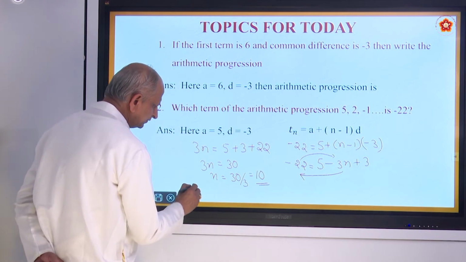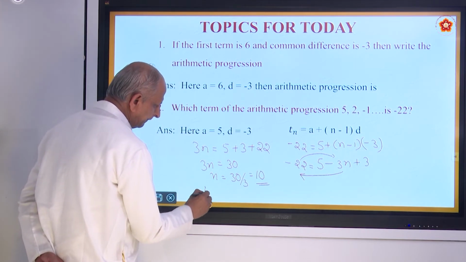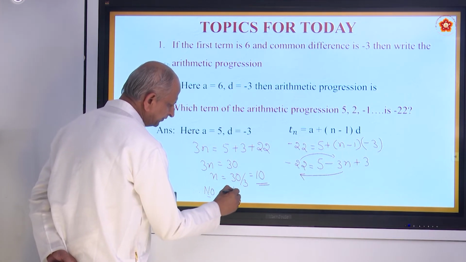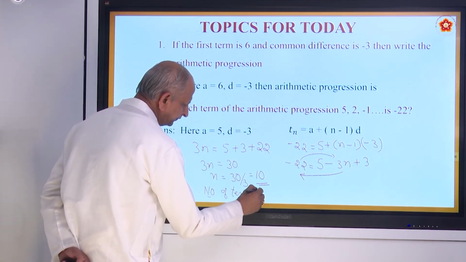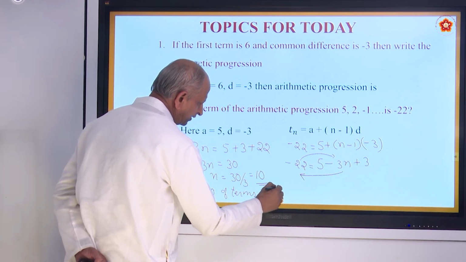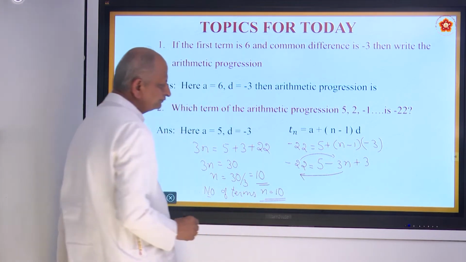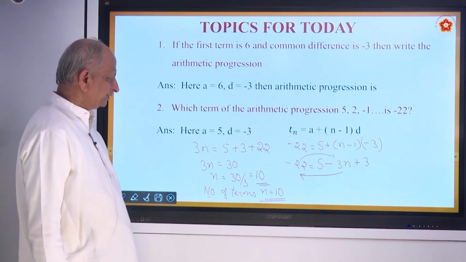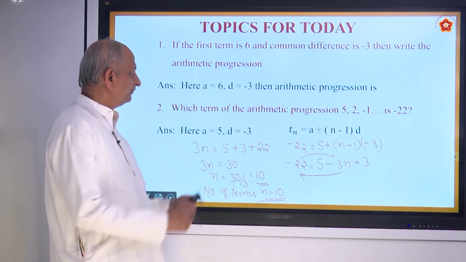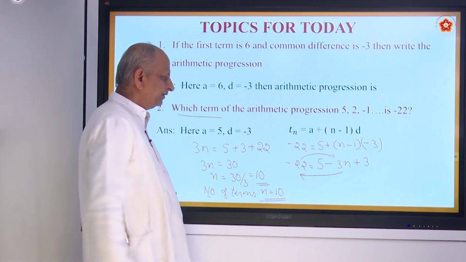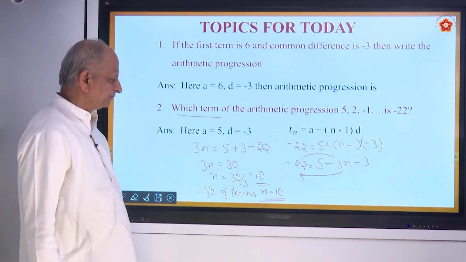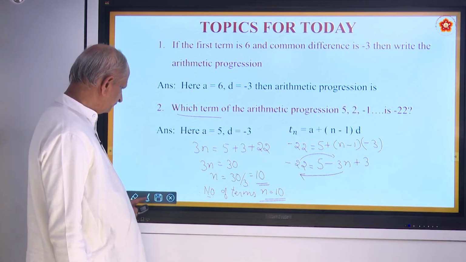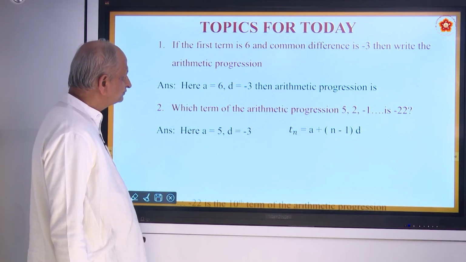So answer is, therefore, number of terms n is equal to 10. Alright, very simple, direct question. You must understand the question correctly. Which term they are asking? Which term means n, you have to find out. Noted? Okay, shall we pass on to next question? Very happy.